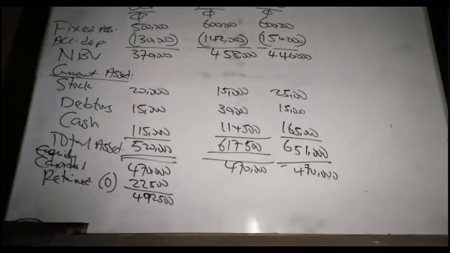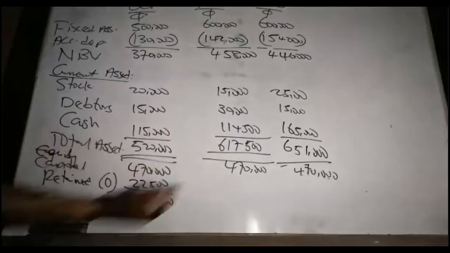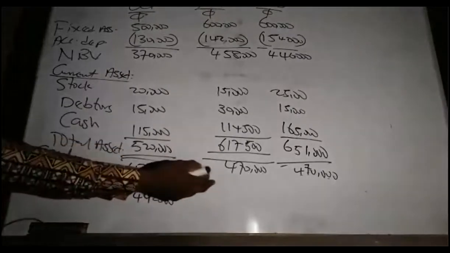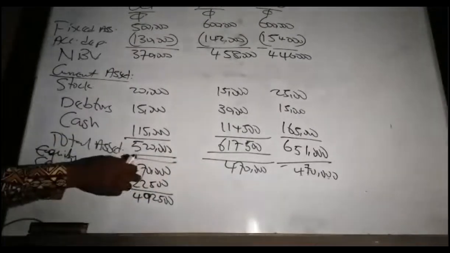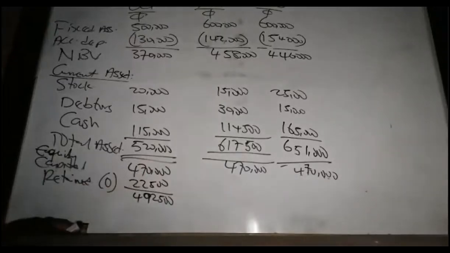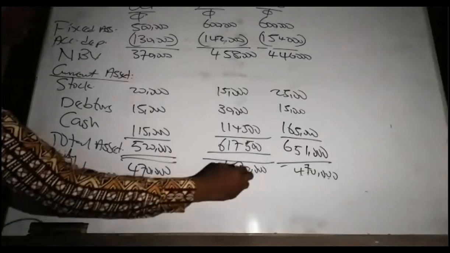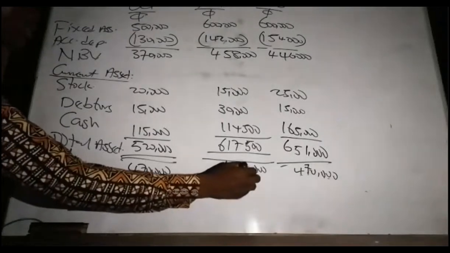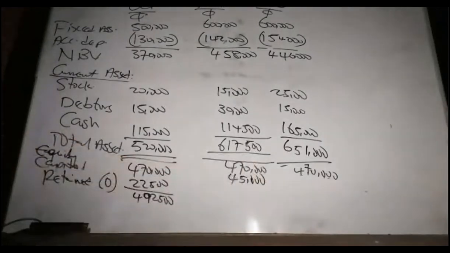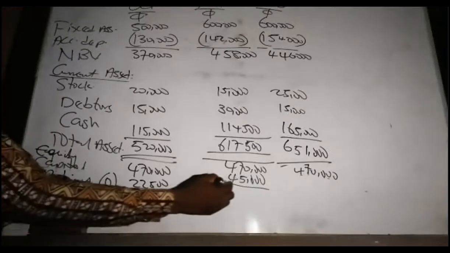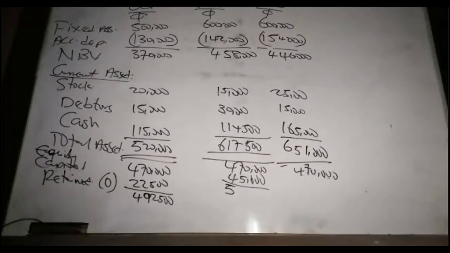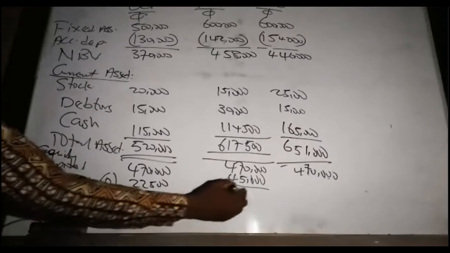And then when you go to November, add the profit made in November to the opening balance. That will give us the 45,000. And you put them together, then you get 515,000.